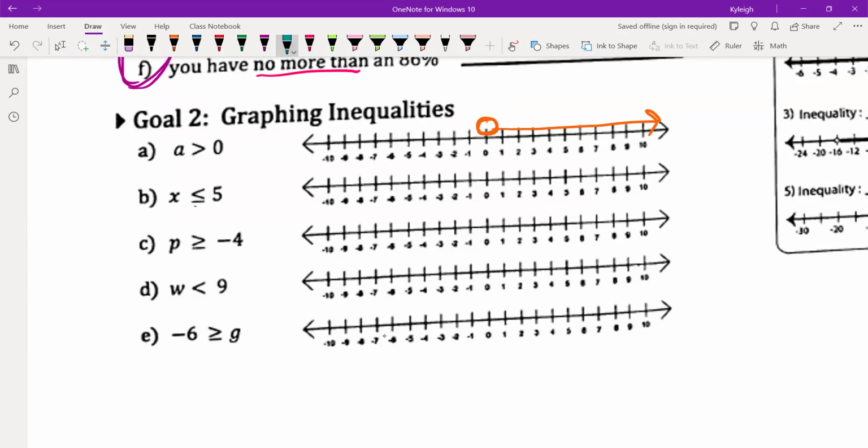In this one's case, it should be over the number 5. And then because of this line, it means I fill it in. And we draw an arrow, and it's going to the left.